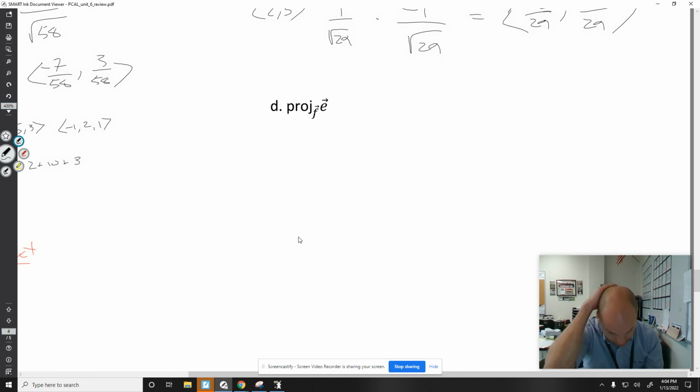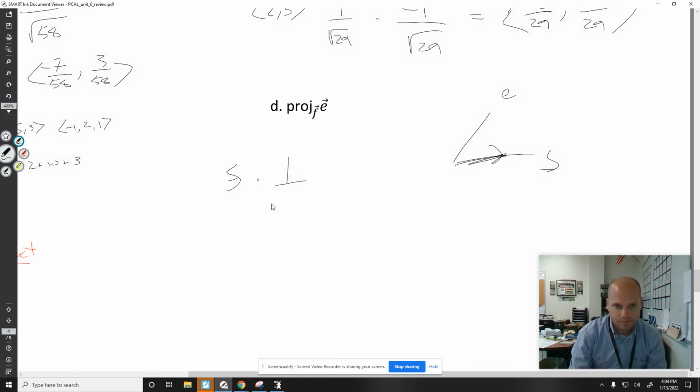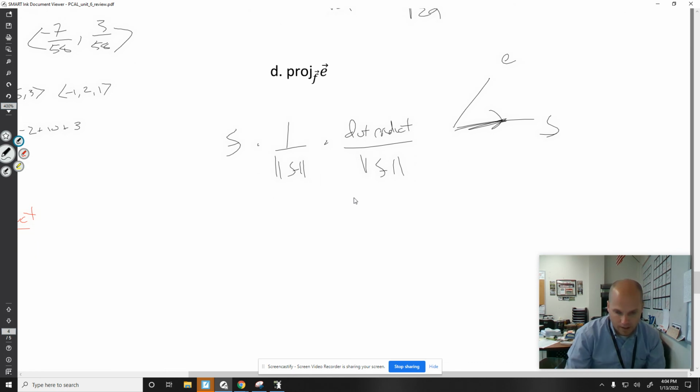Project E onto F. Great. So E onto F. We're going in the direction of F. So we start with F. We make it a unit vector. We then give it its proper magnitude. Easiest way to find that is the dot product divided by F's magnitude. F is 4, 0, 7.